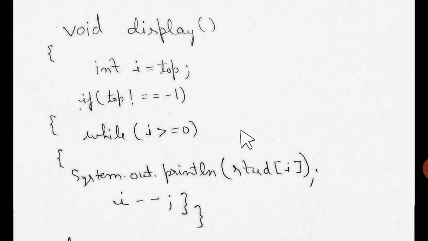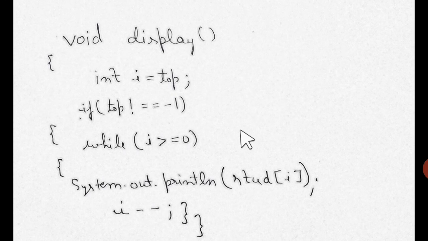After that, now students, we have display function. So just see here, display function, void display. Remember student, it's a stack, it's a LIFO, last in first out. So last element or the element at the top will be displayed first. So here students, we have int I equal to top. First we initialize this I variable with the value of top, and here we write if top is not equal to -1.